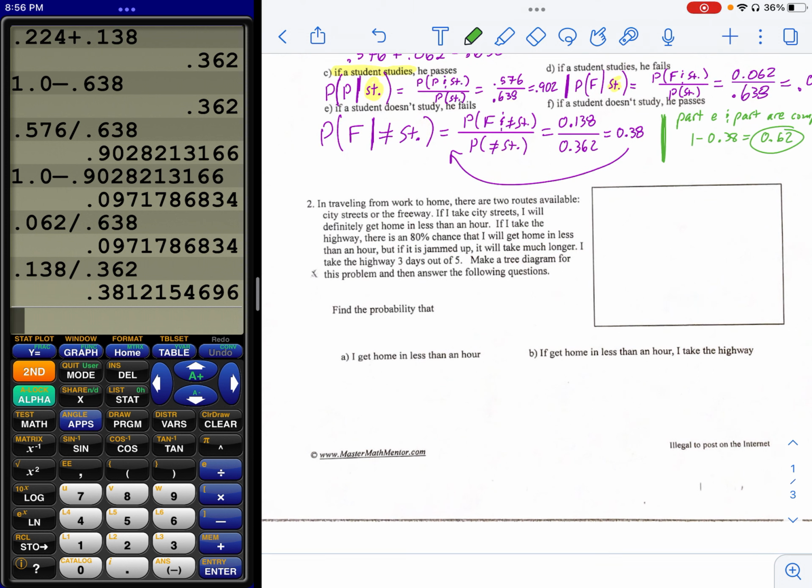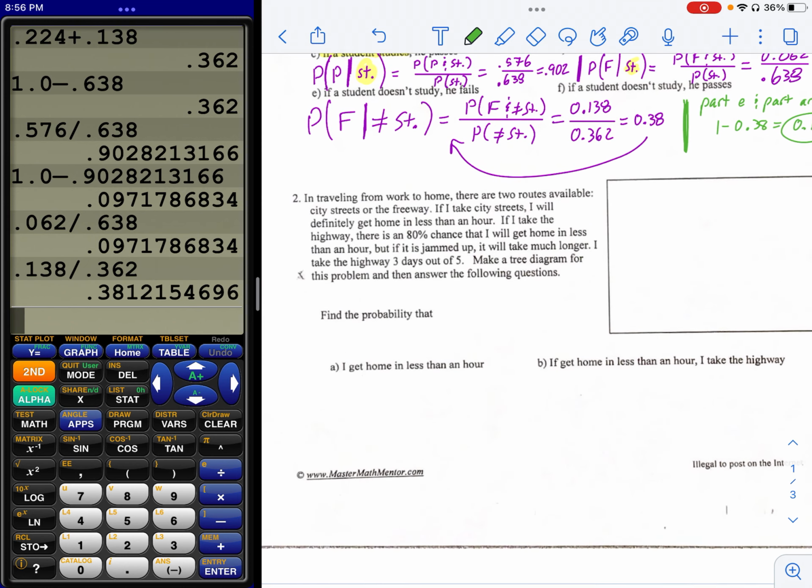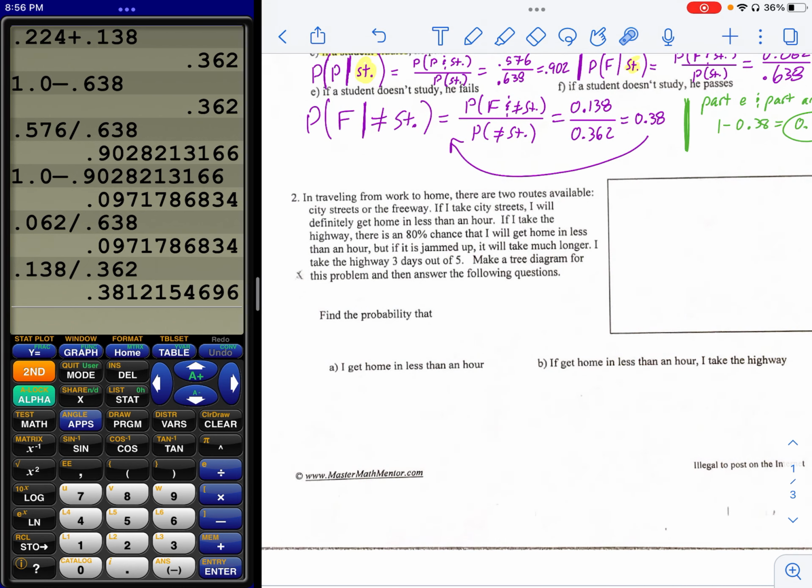Okay. 2. This one's about commuting times. When you get older and you're driving to work every day, the same route every day, you're going to try to save time and get home quickly. Hopefully you don't get road rage. All right, when you're traveling home, there are 2 routes, the city streets or the freeway. If I take the city streets, I will definitely get home in less than an hour. If I take the highway, there's an 80% chance I'll get home in less than an hour. But if it's jammed up, it will take much longer. I take the highway 3 days out of 5.